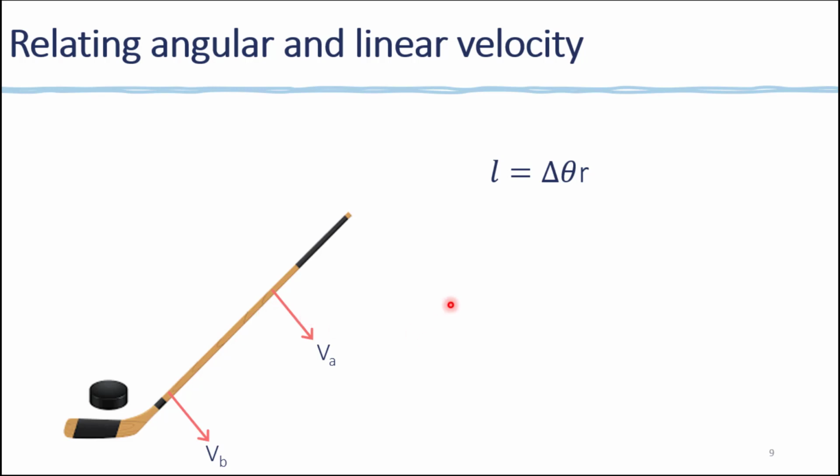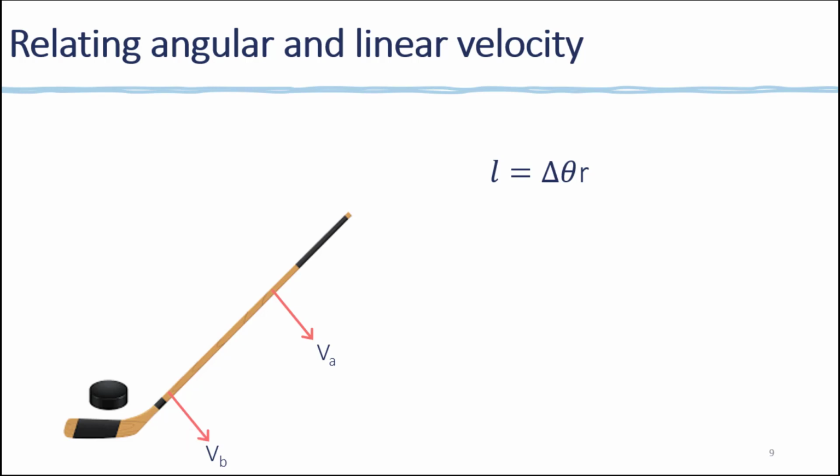And here's the equation to remind us. So arc length is equal to angular displacement times the radius. So the two points travel their respective arc lengths in the same time. The point further from the axis of rotation must have a faster linear speed because it moves a longer distance, but in the same time.